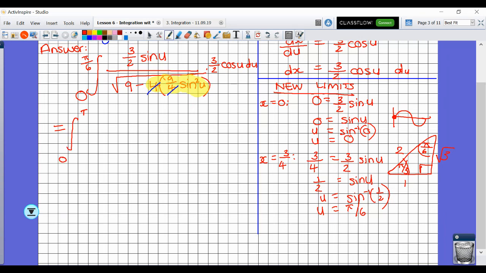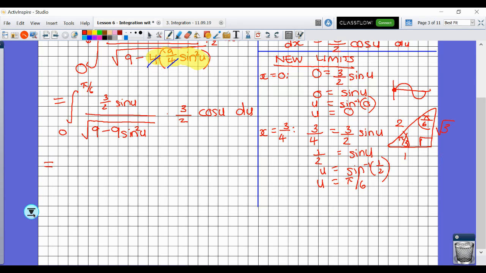So integral between 0 and pi over 6, 3/2 sine u at the top, over the square root of 9 take away 9 sine squared u, and it's all multiplied by 3/2 cos u du. Okay, so this looks a little bit nicer. Still not ready for integration right now. We're still going to focus on the bit under the square root sign. That's what we're focusing on.